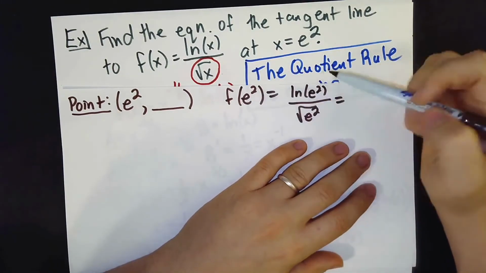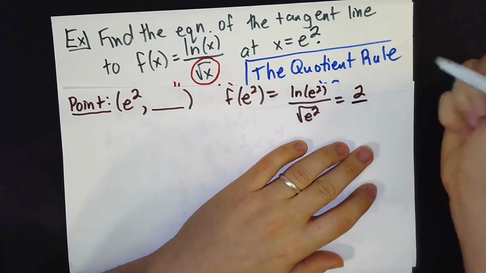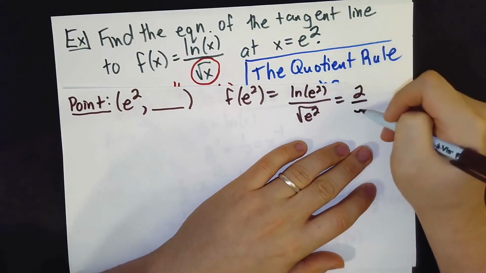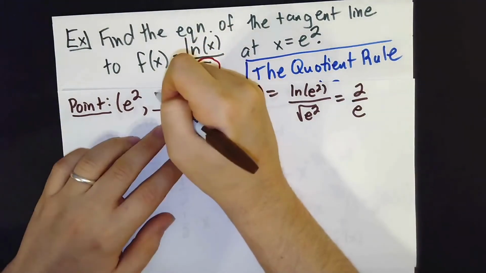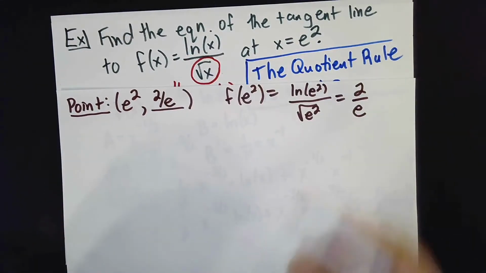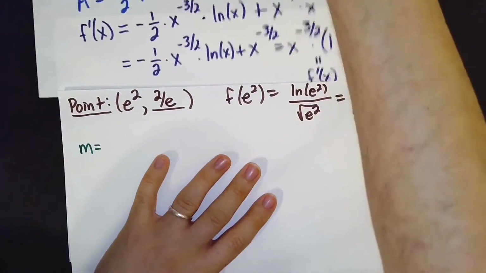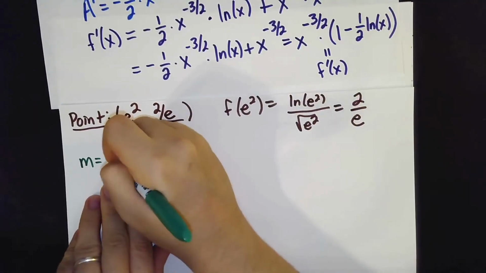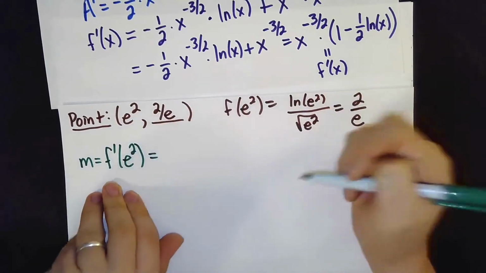So I can plug the e squared in here. The natural log of e squared is 2. The square root of e squared is e. And so our point here is e squared comma 2 over e. What about the slope? Well, the slope I get by plugging the same e squared not into f, but into our formula that we found for f prime.